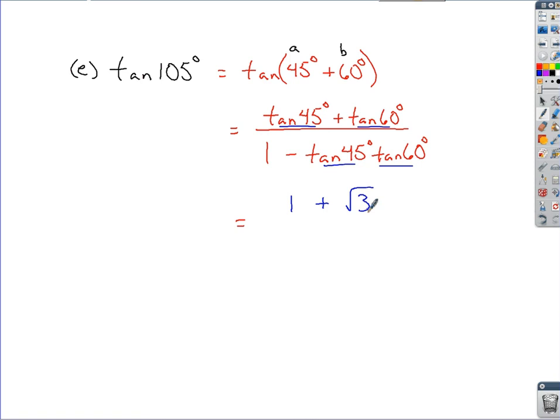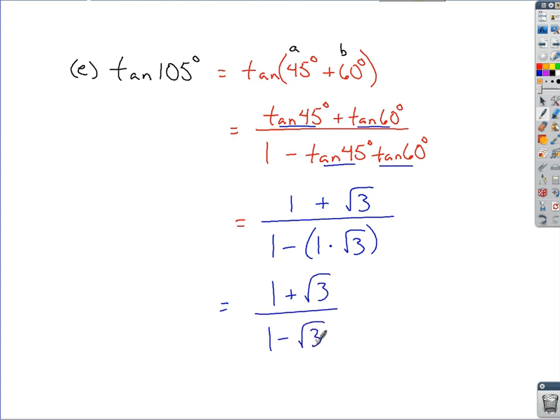Like I said, once you get those values for the top, you've got the same kind of stuff on the bottom, so it's going to be 1 minus tangent of 45 again, which is 1, times tangent of 60, which is root 3. This part right here you could just multiply out, and if you multiply that out, you've got 1 plus root 3 over 1 minus root 3. As exact values go and acceptable answers, that would work.